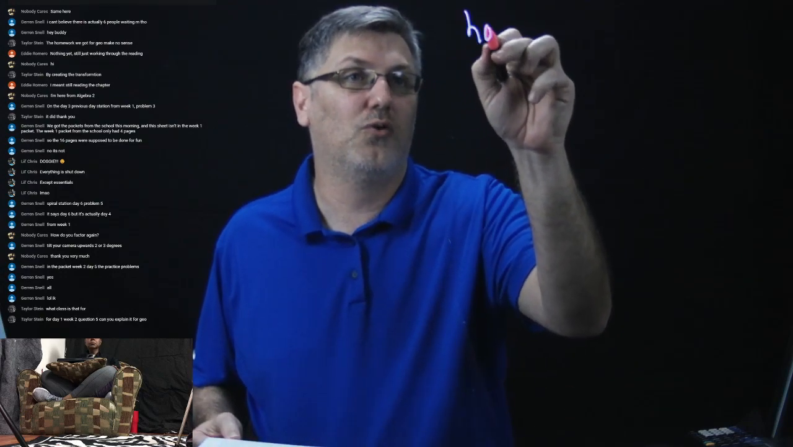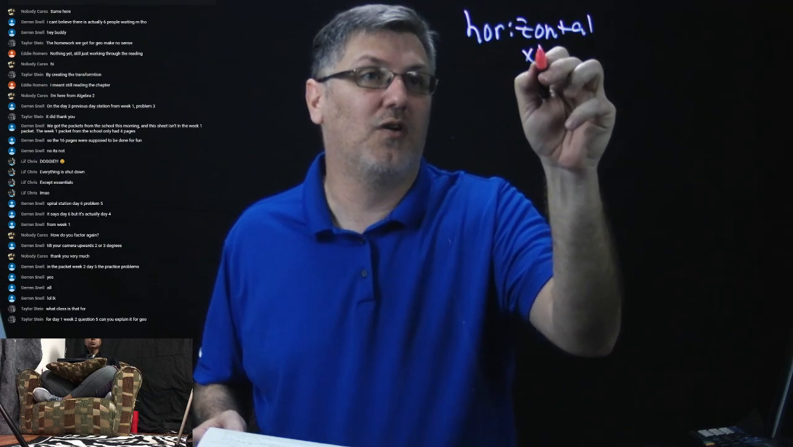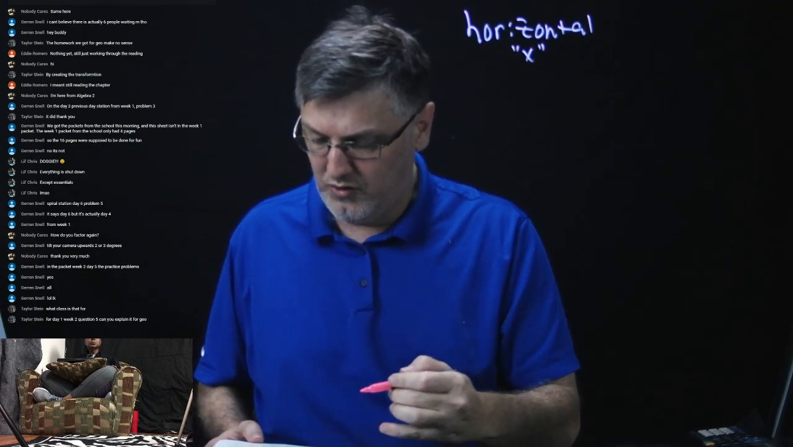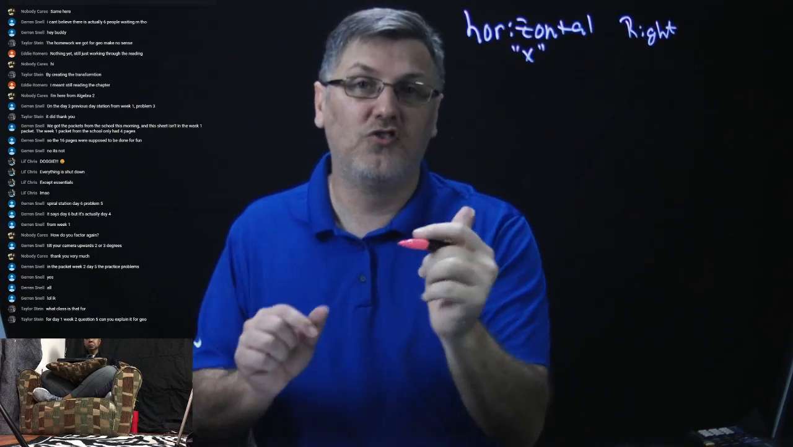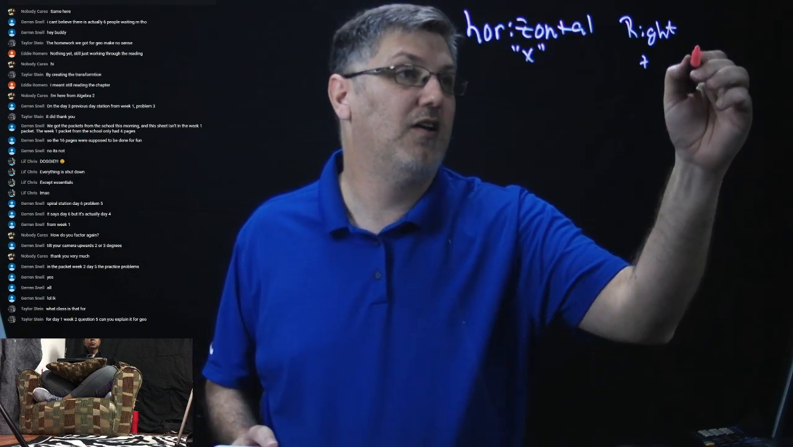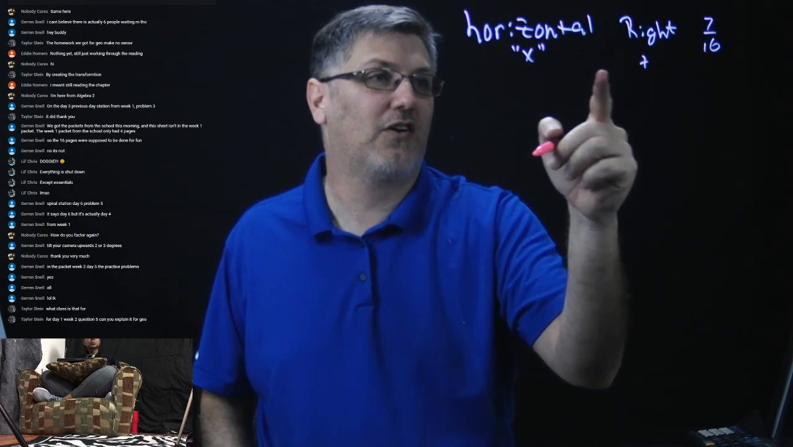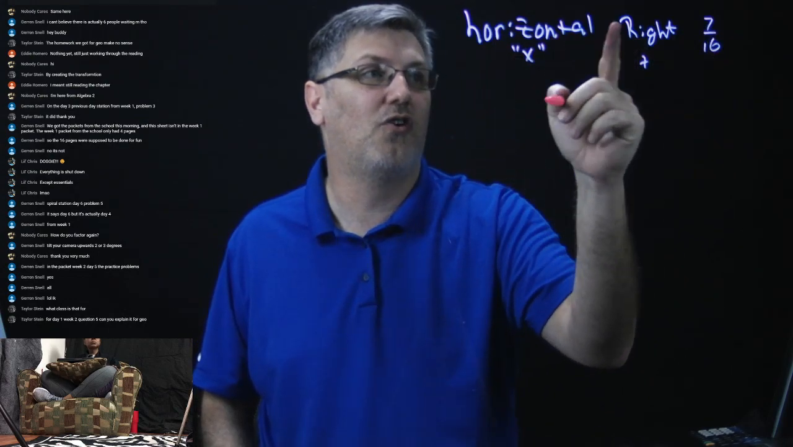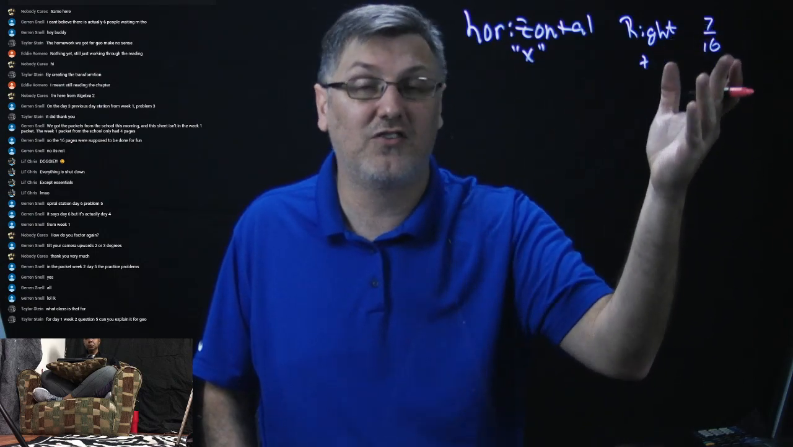In here it says a horizontal translation. Horizontal means it's going to be my x. Translation right. If we're at the origin and we go right, those are positive numbers, so that's a plus. And then it's 7 over 16. So my mapping for my x is going to be x plus 7/16, because horizontal right 7 over 16 units, the algebra equation is x plus 7/16.